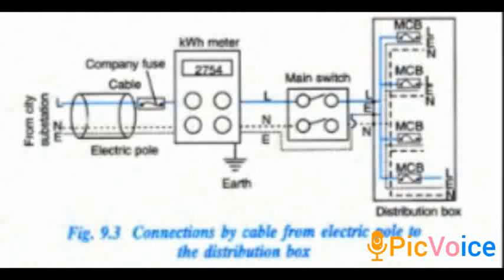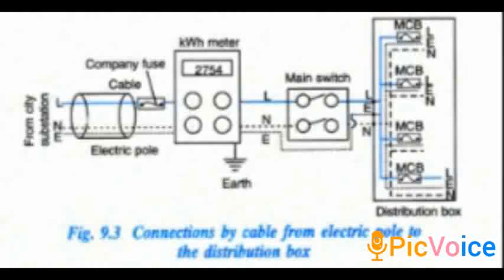Now you can see that the cable has all three lines coming out, but out of that only the live wire is going into the company fuse, and when it comes out of the company fuse, it goes into the kWh meter. When it comes out of the kWh meter, it goes to the main switch, and when it comes out of the main switch, it goes into the distribution box. So through and through the live wire is going straight.